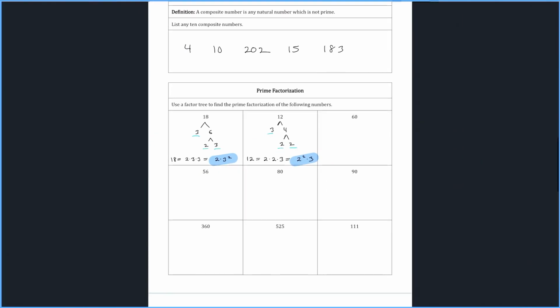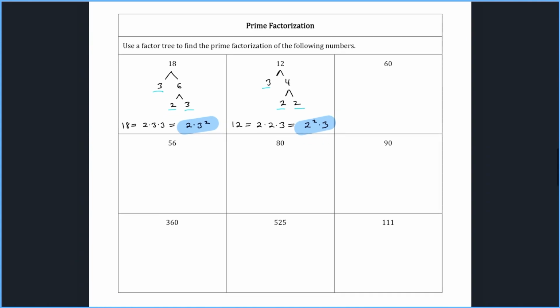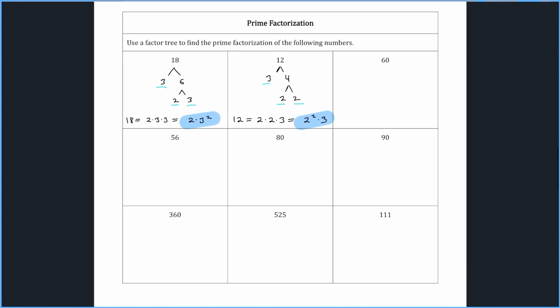Let's see, how many more do we have on this page? Oh, we got a lot. We got a lot of examples here. So, good. Pick one and try one. I'm going to go through all these quickly right now.